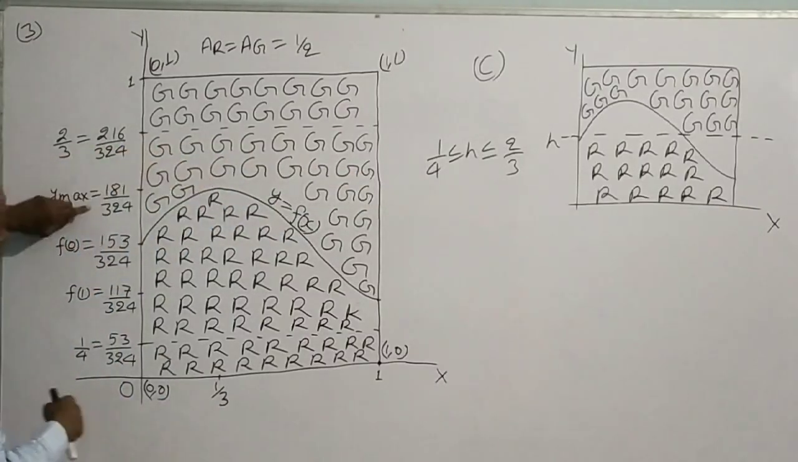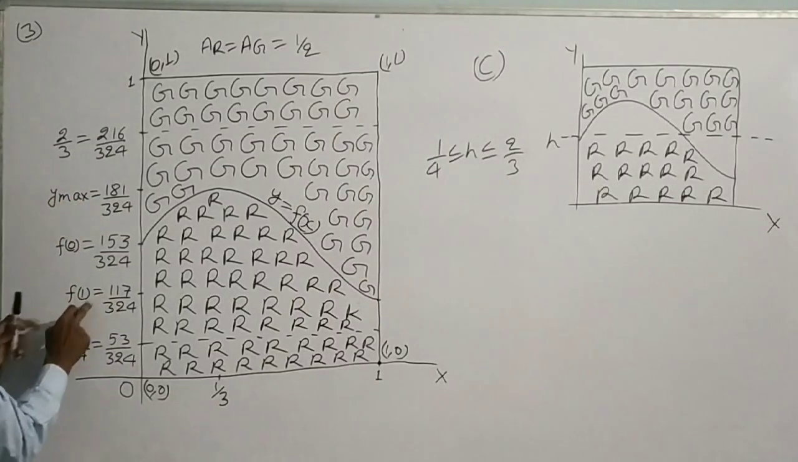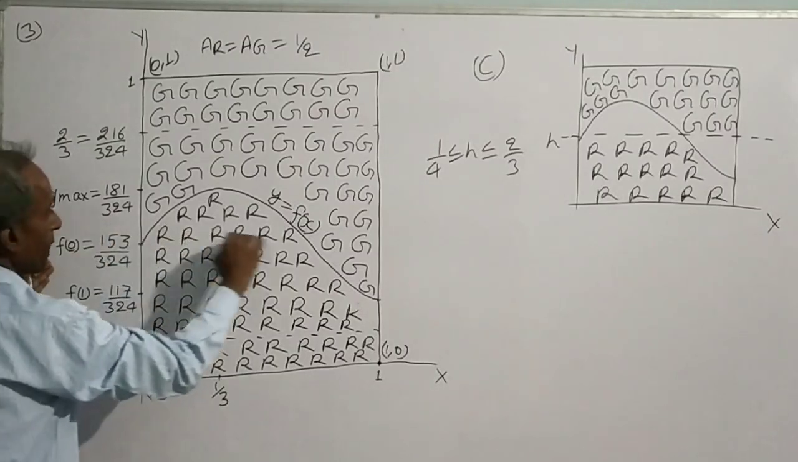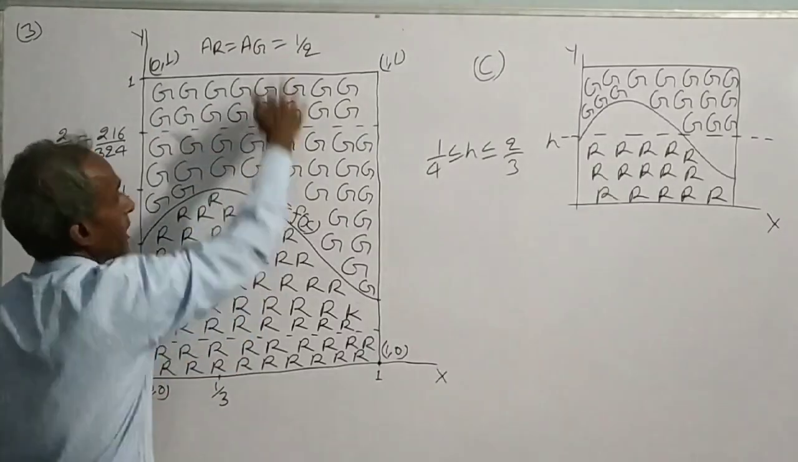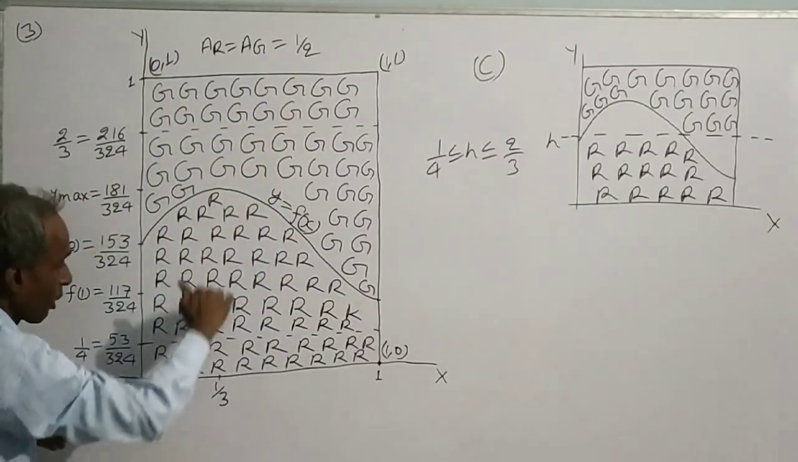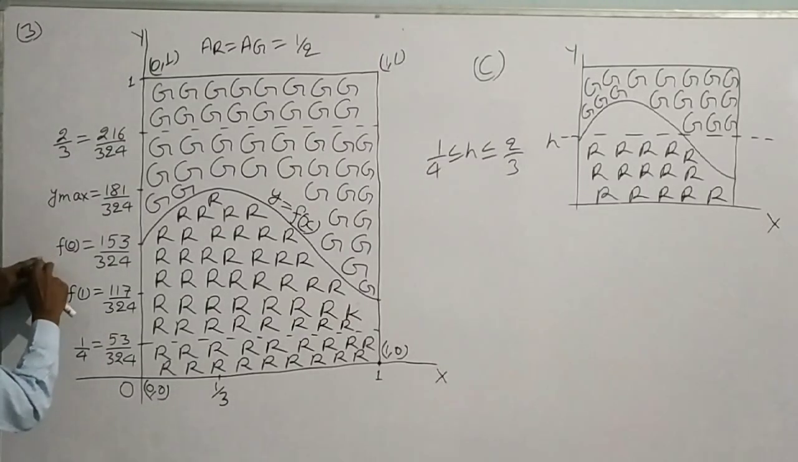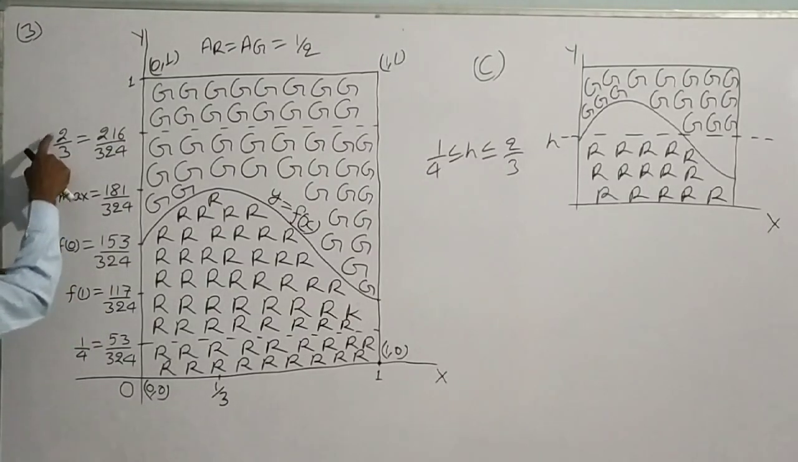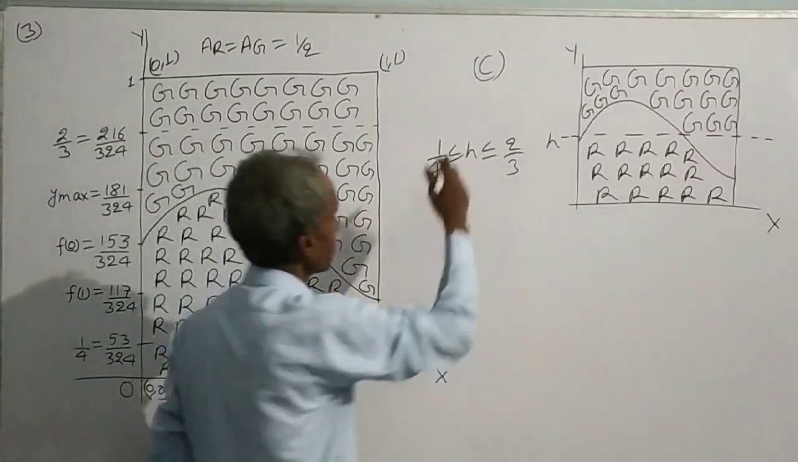Therefore, between these two heights, f1 and y maximum, there certainly exists a height such that the area of the green region above this horizontal line will be equal to the area of the red region below this horizontal line, and that height will be greater than f1 and less than y maximum, and such a height will certainly be less than 2 by 3 and greater than 1 by 4. Therefore, this option is correct.